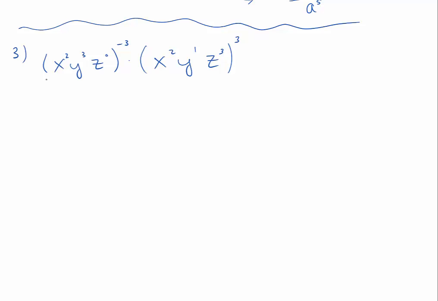Now, you could take this whole term right here and say 1 over, and then make that a positive 3 on the outside, this 3 a positive. And you can absolutely do that, and then you're kind of dividing the two by each other. I'm not going to do that. It will work out the same.